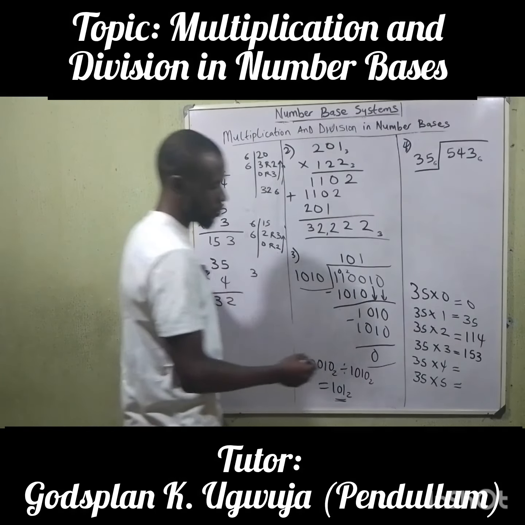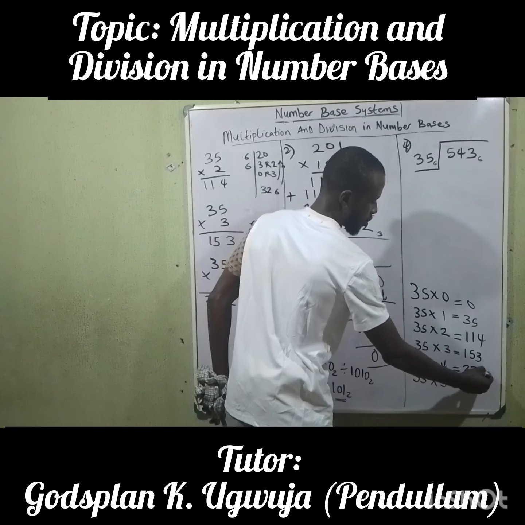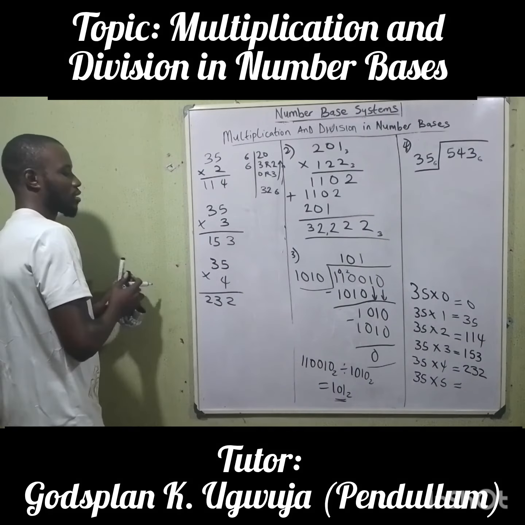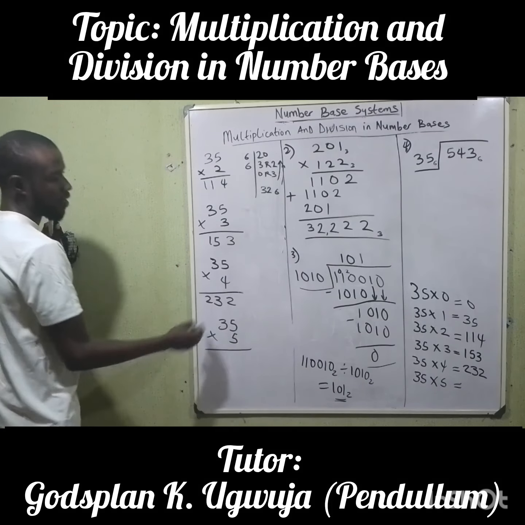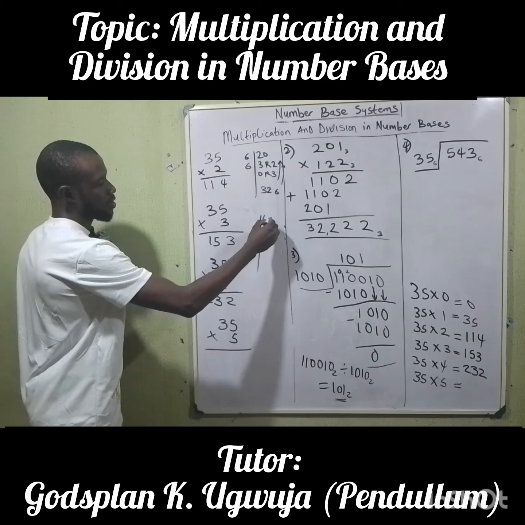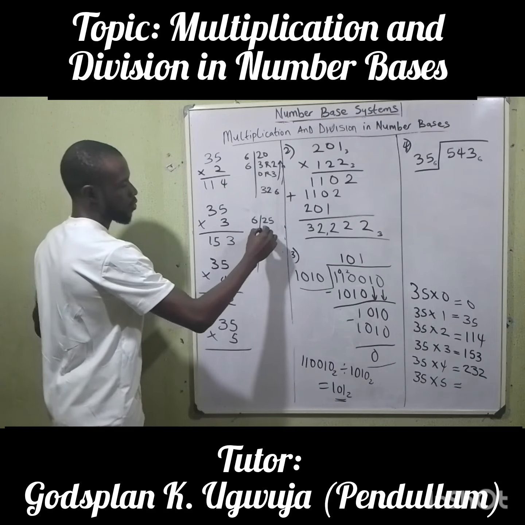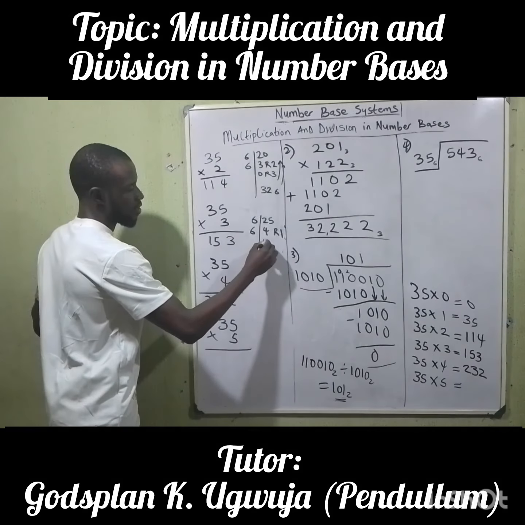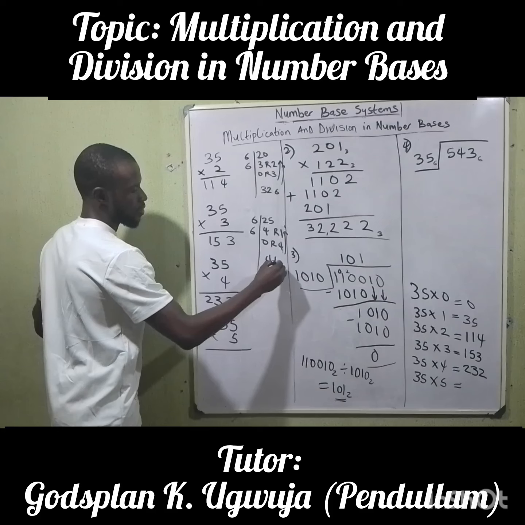Okay, so 2, 3, 2. And then finally, let's look at 35 times 5. 5 times 5 is 25. So let's convert 25 to base 6. Sorry, 25. Now this is 4 remainder 1 if you divide by 6, and then 0 remainder 4. So if we take it from down up, this should be 41 in base 6.